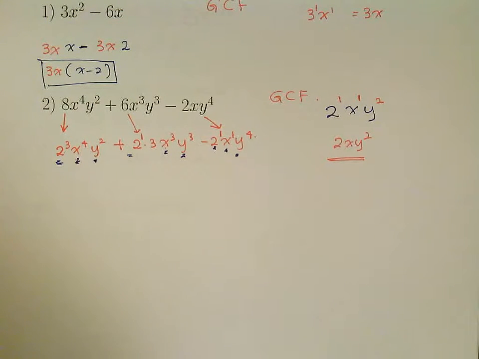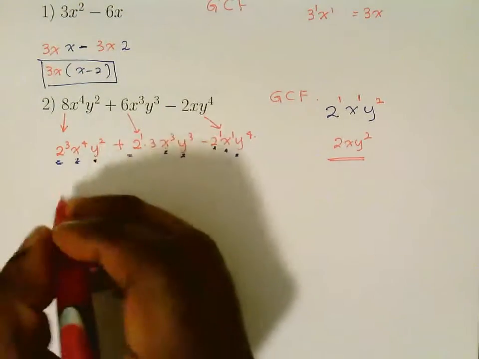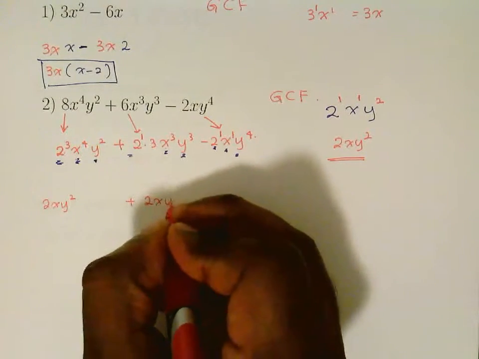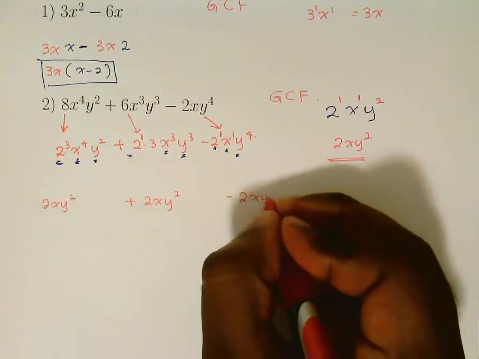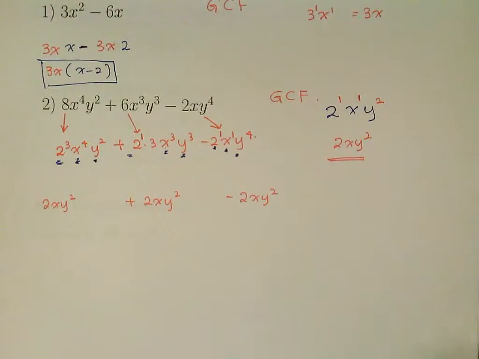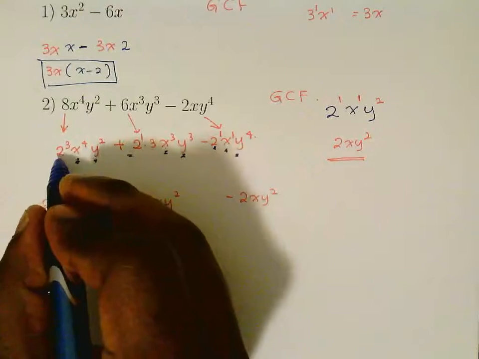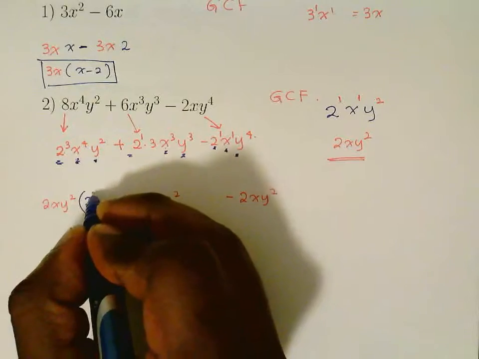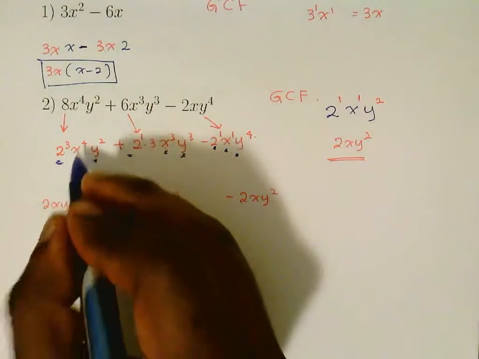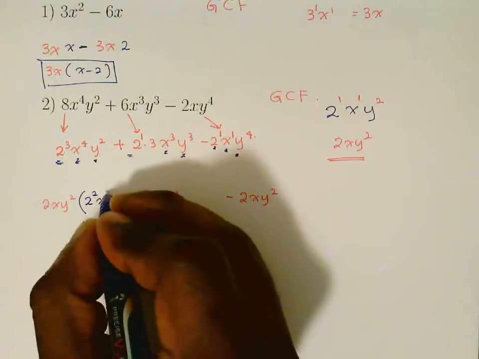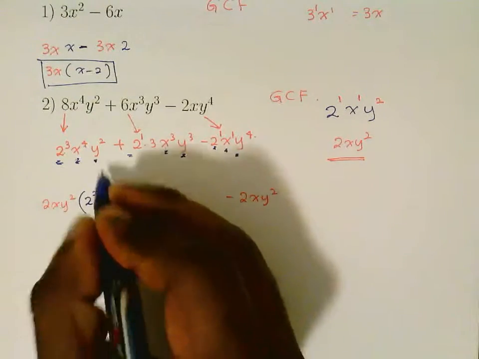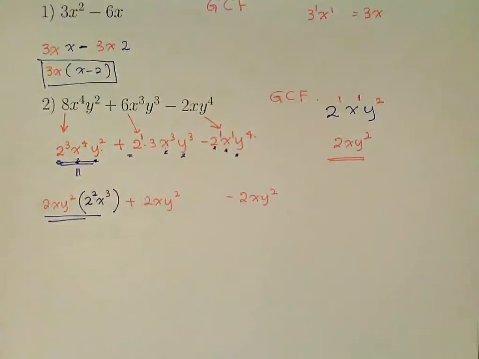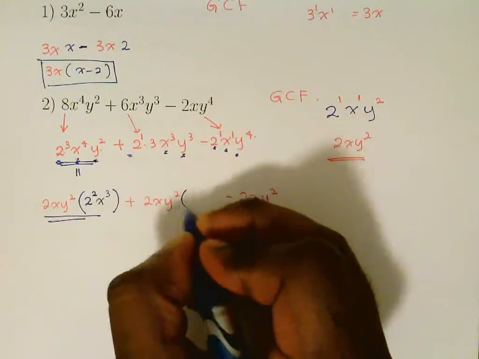Okay, now let's do what we've been doing. 2xy squared plus 2xy squared minus 2xy squared. Here you had 2 to the power 3, which is 8, so what's remaining is 2 to the power 2. X to the power 4, you took out 1x, so x to the power 3. Y squared, you took out that, and see whether this is the same as this. And it is.